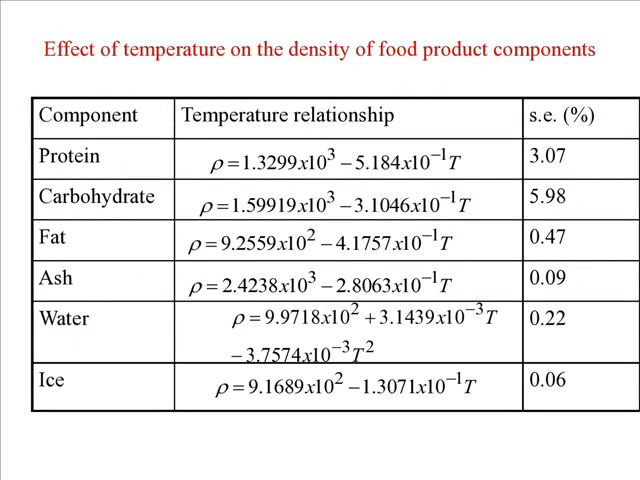Here we see the effect of temperature on the density of food product components. And what you'll find is that for different food product components, protein, carbohydrate, fat, ash, water, and also shown as ice, that there is a relationship of the density of that material actually to the temperature. And you see also the standard errors for those values.